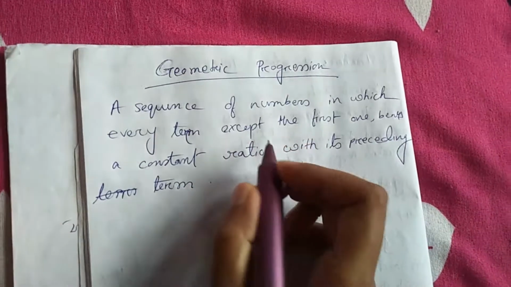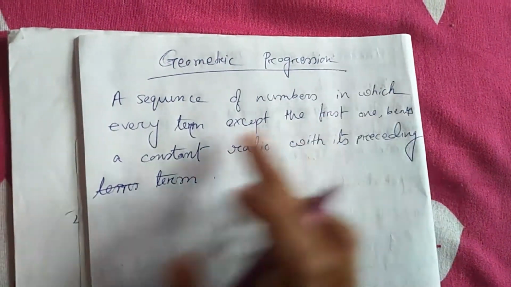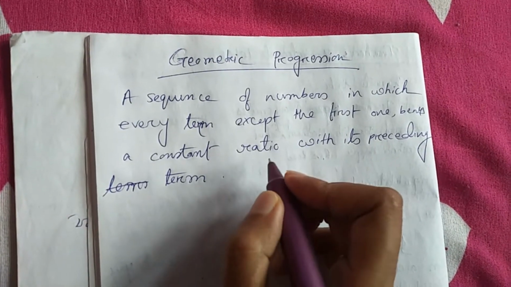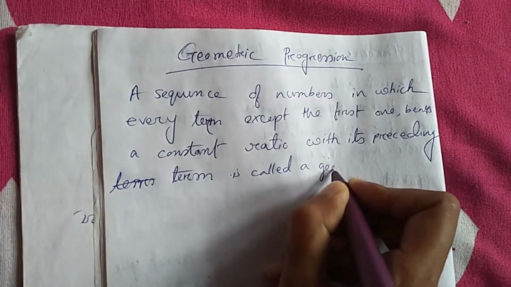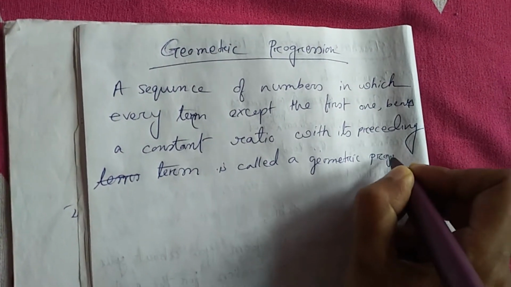So this is the definition. A sequence of numbers in which every term except the first one bears a constant ratio with its preceding term is called a geometric progression.